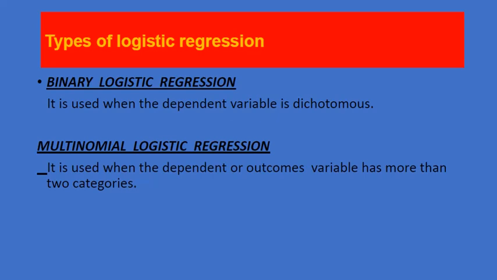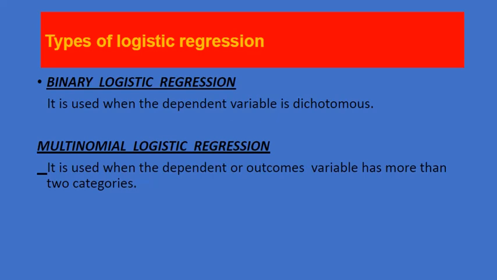On the other hand, if we talk about the multinomial logistic regression, it is used when the dependent or outcome variable has more than two categories, right? So you can say that it is an opposite case of dichotomous, where we have more than two outcomes, or the dependent variable can result in more than two categories, right?